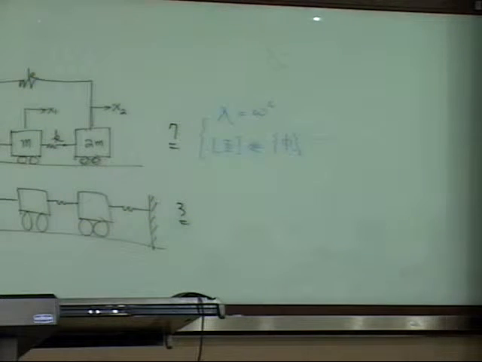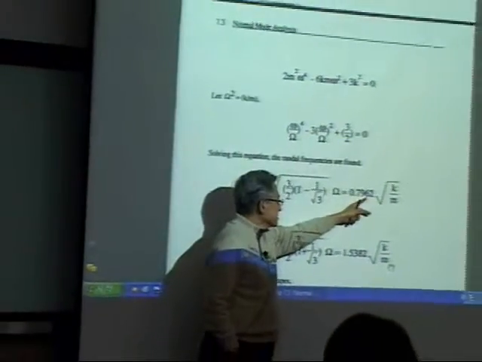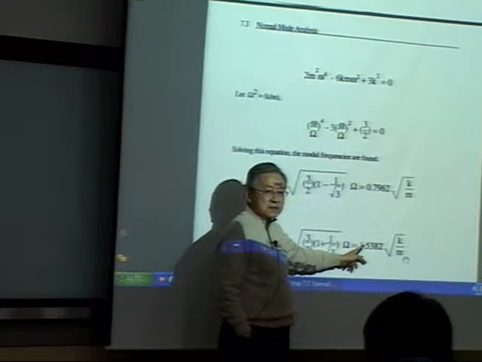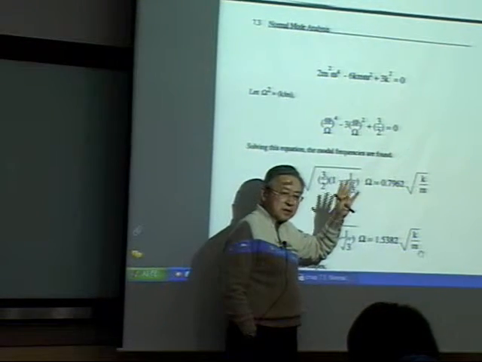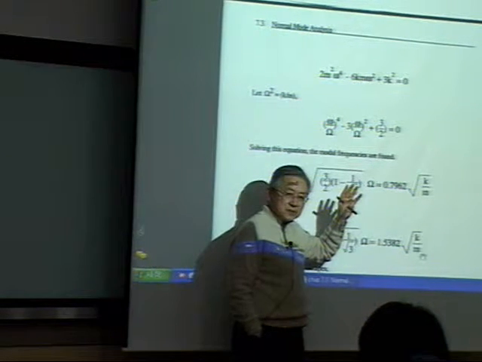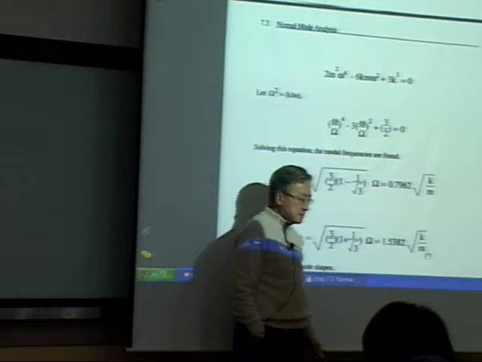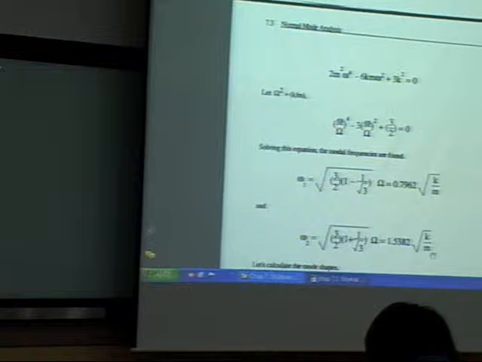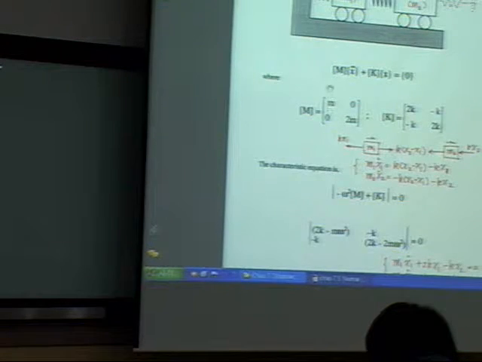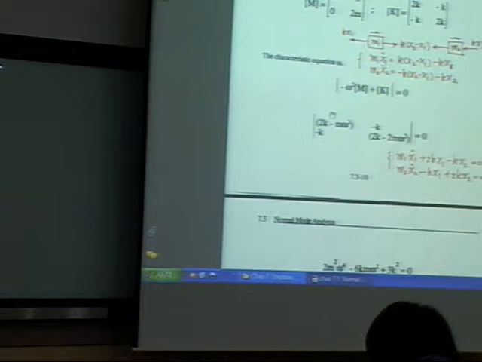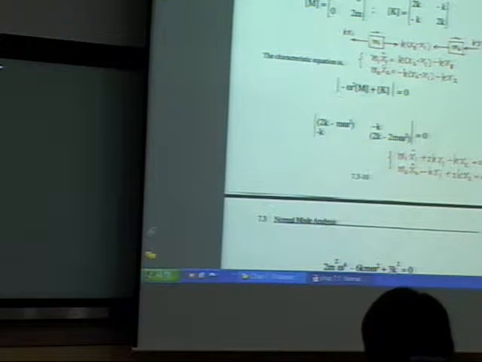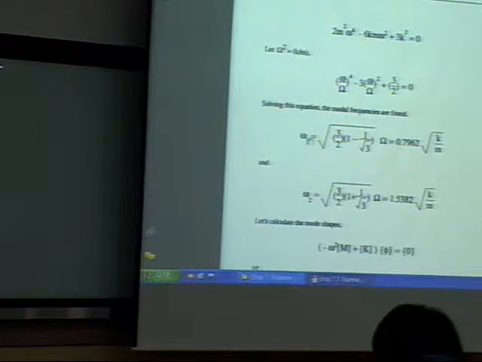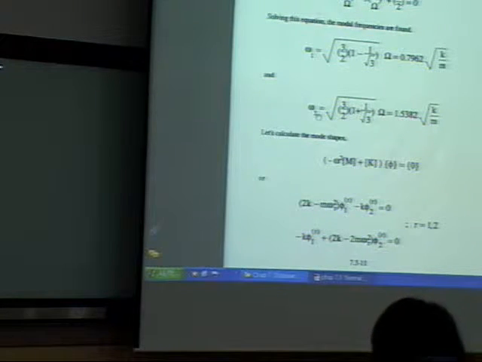I just skipped a couple lines in between, but you can very easily derive it yourself. Omega 1 is 0.79 square root of k over m. Omega 2 is about twice that. You can tell roughly because the mass is about double. So omega 1 and omega 2, step by step, it's easy. First step, set up the equations of motion. Then apply the characteristic equation to get the natural frequency, in this case omega 1 and omega 2.